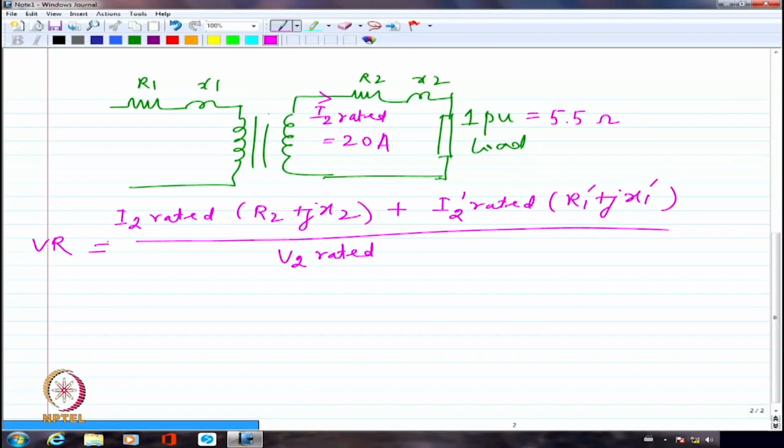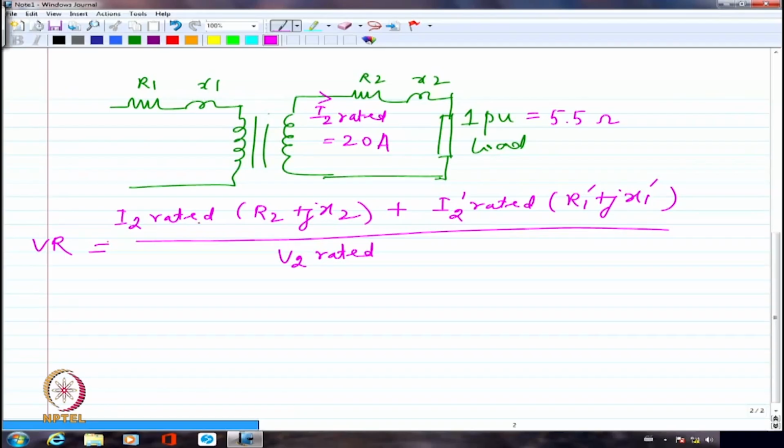It will be 100%. Nothing more than that. So, I am going to write that as 1 per unit. It doesn't matter really. The same way, whether I am looking at R1 dash plus JX1 dash with respect to the base impedance of the secondary side, or if I talk about R1 plus JX1 with reference to the base impedance of the primary side, it will essentially give me the same kind of drop because I am looking at this current also being referred to the same side from which I am calculating the impedances.